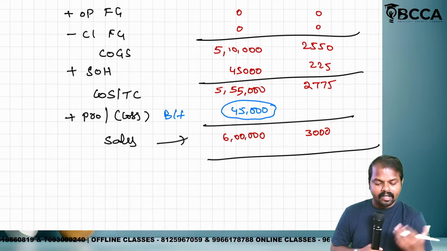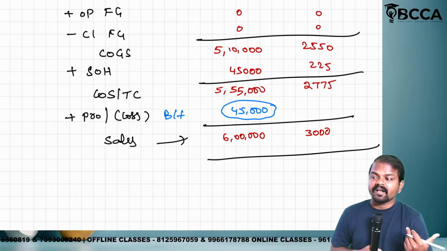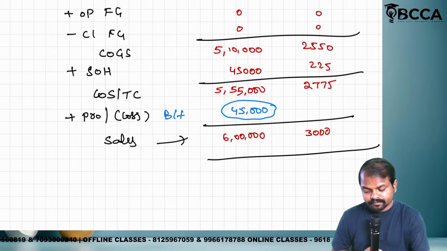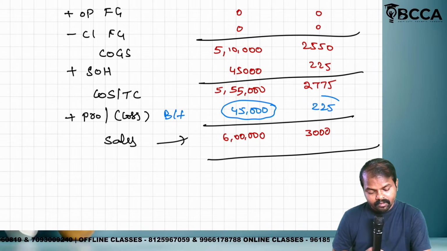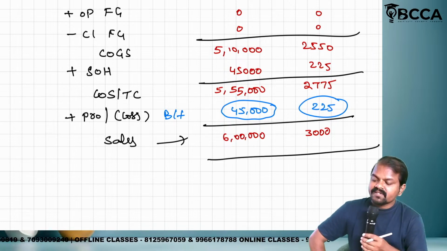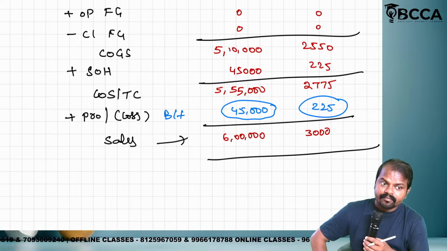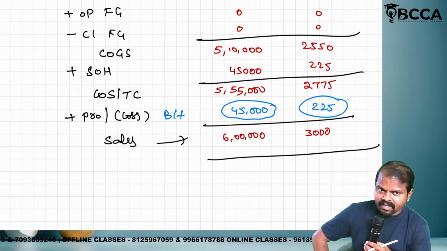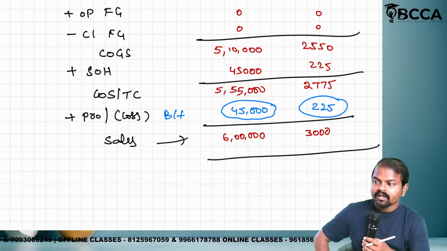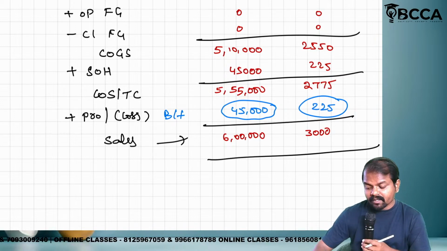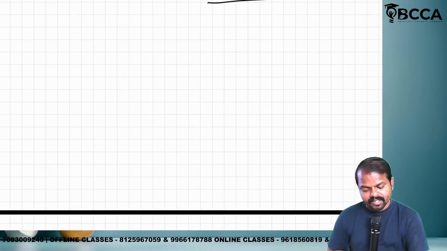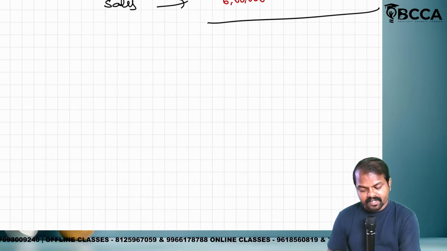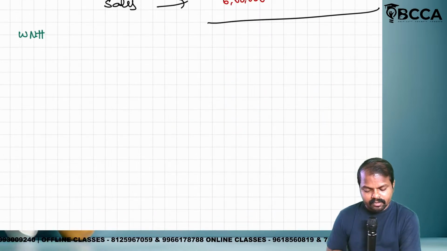Correct? Next, 3,000 minus 2,775, balancing figure. This is the cost sheet for which year? 2017. Are they asking for the 2017 cost sheet or 2018 cost sheet? So we will move to the 2018 cost sheet. Now time to focus on working note number 2.